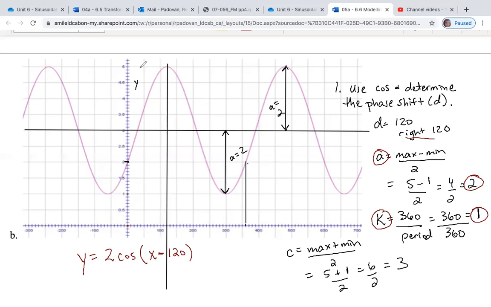So because I've shifted from along the y-axis as my maximum, that has been shifted to the right 120 degrees. In the bracket, I'm putting negative 120 so that I move right 120 degrees. And then my C value of 3 would be a positive 3. So there we go. I've come up with the equation.